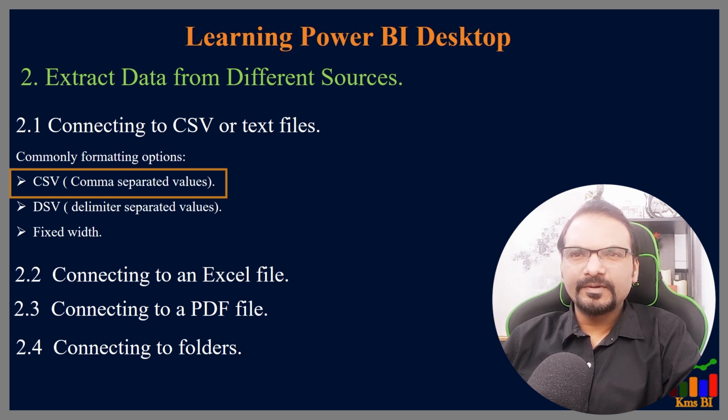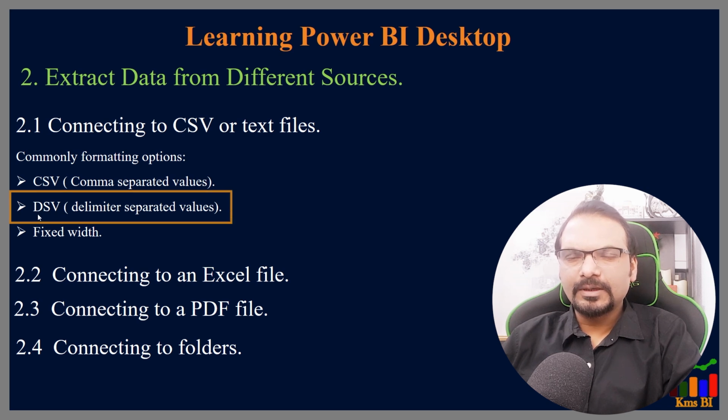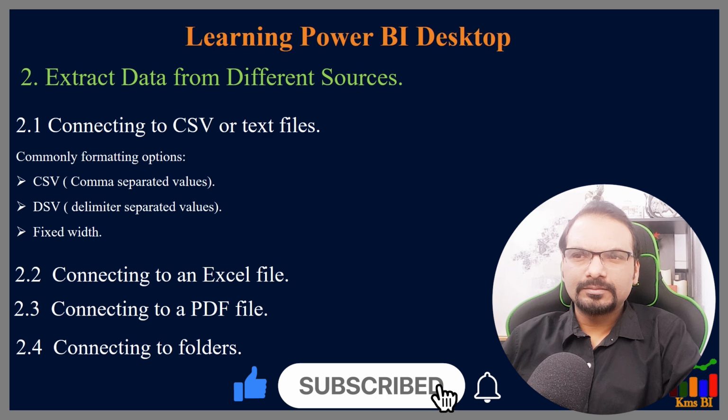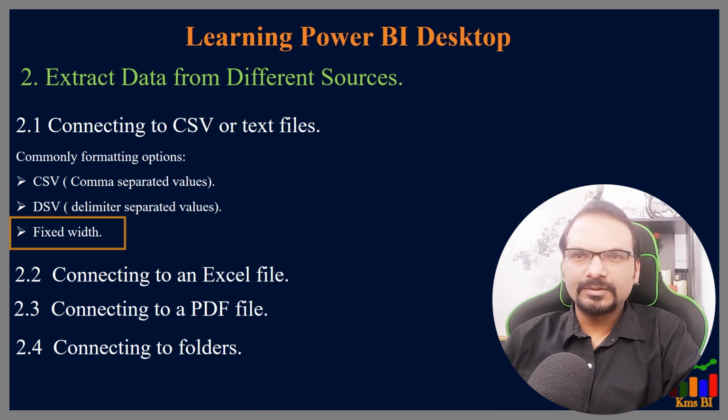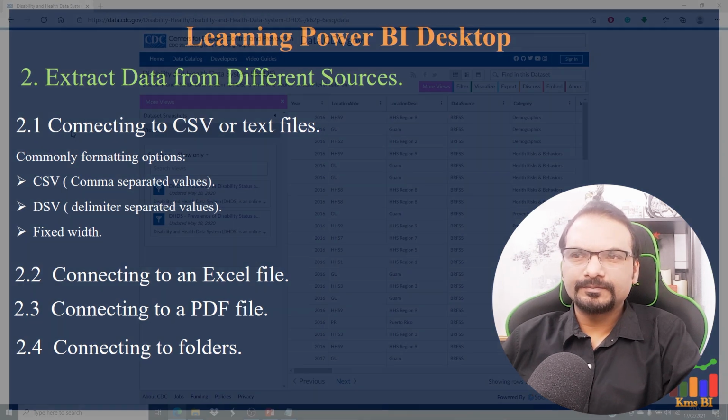The commonly used CSV file uses a comma to separate the fields for each data record or row. A DSV file uses other separators such as tab or colon. A fixed width text file uses a fixed number of characters allocated to each field to separate the fields rather than an actual separator. Let's see how we can import a CSV file into Power BI.